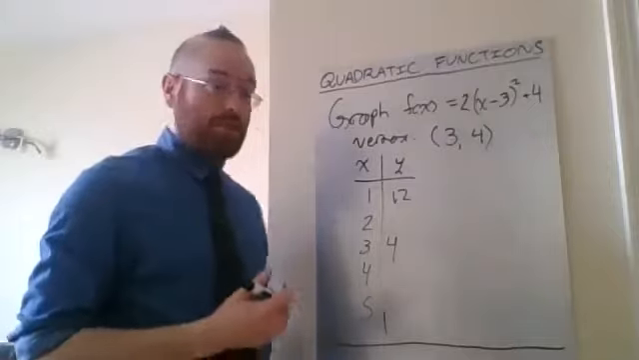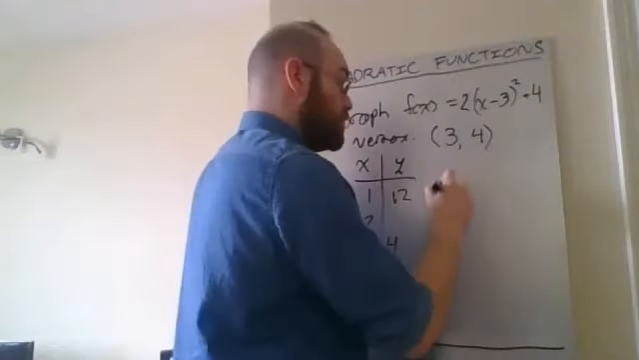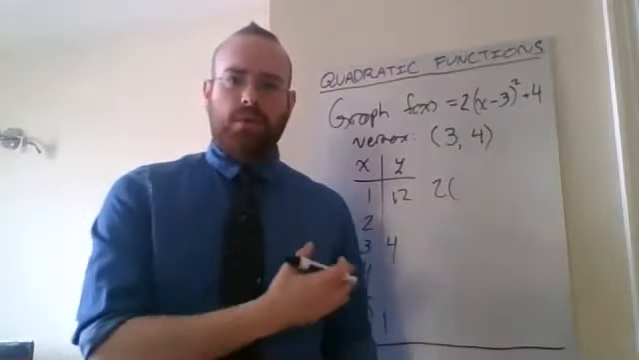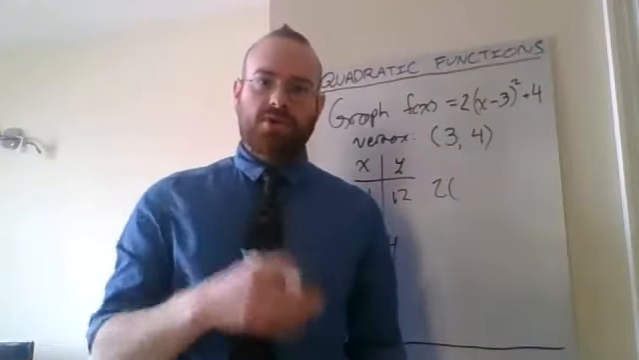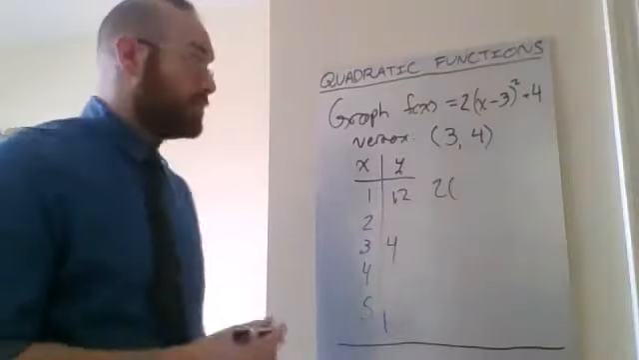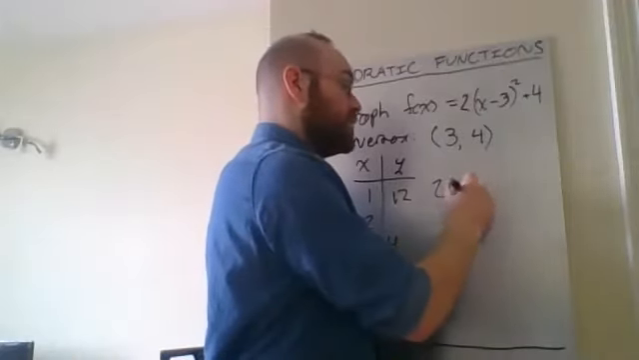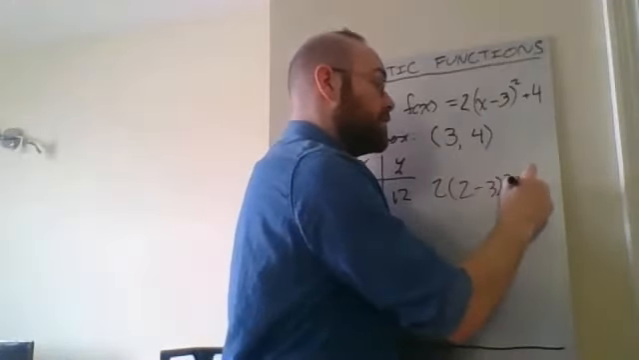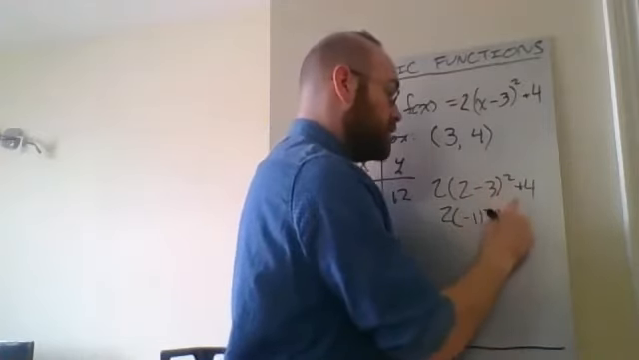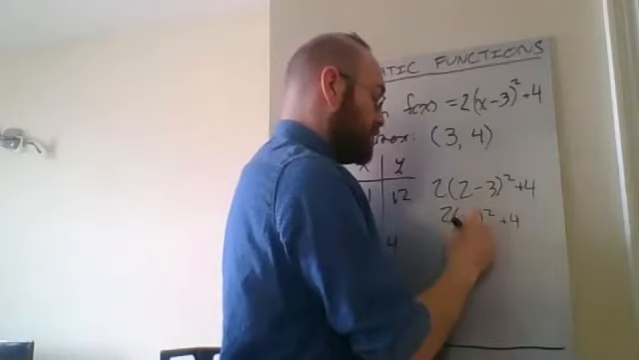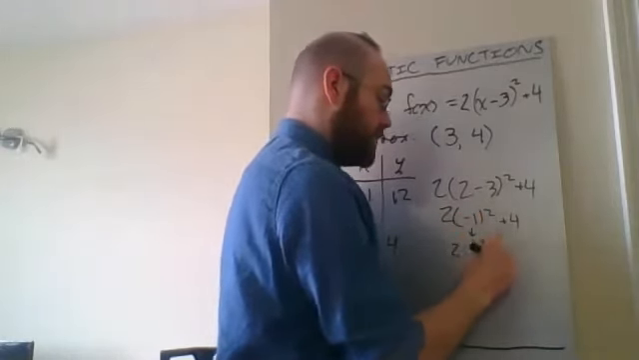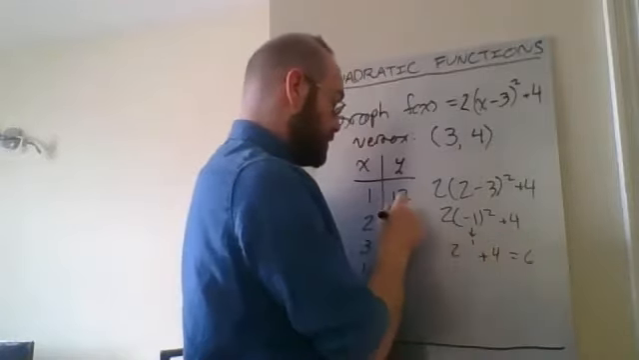And then we'll do the same with 2. In fact, this is a really good opportunity while I work this out to pause the video, practice evaluating this yourself, and then check your work in a moment when you get back. That's 2 times (2 minus 3) squared plus 4. So that's 2 times negative 1 squared plus 4. So this is just 1. So it's 2 plus 4 equals 6.